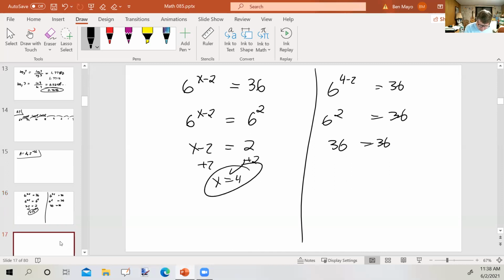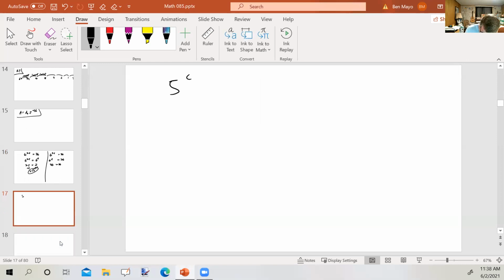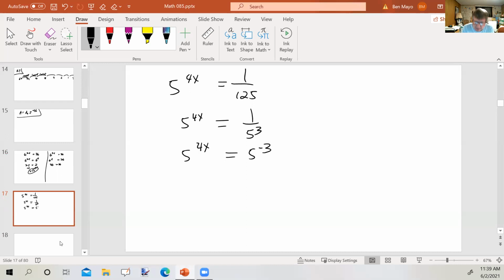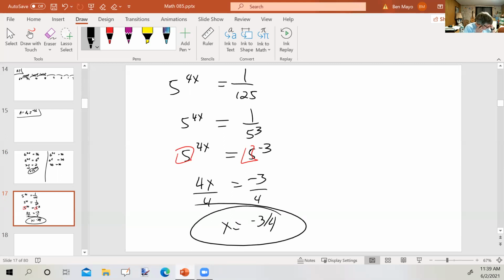All right. Let's take a look at another example. 5 to the 4x power equals 1 over 125. Well, 125 is 5 cubed. So what I could do, I could take 1 over 5 cubed and write it as 5 to the negative 3 power. Usually we don't take a positive exponent and rewrite the term so that it has a negative exponent, but here we wanted the bases to match. So now that I've got 5 on both sides, 4x equals negative 3, divide by 4, x equals negative 3/4.